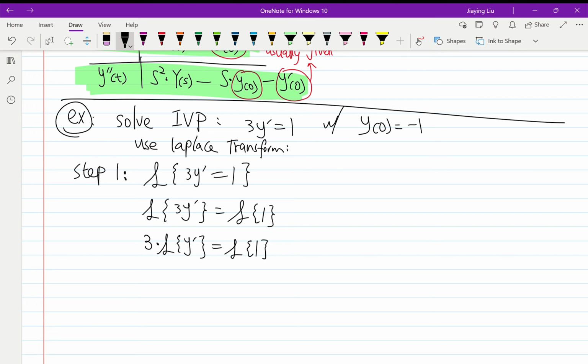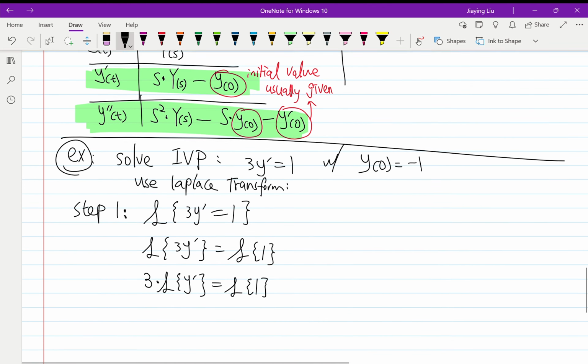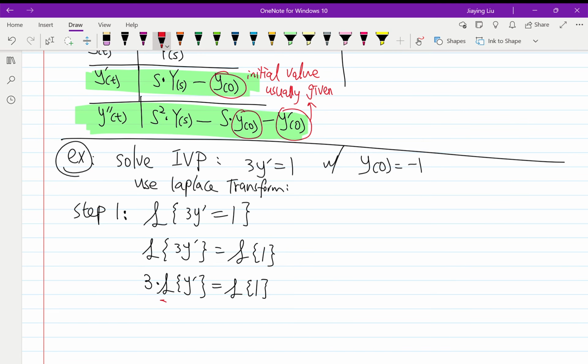So the shortcut is that you go to the table and find the corresponding one. So for example, if we want to know what the Laplace transform of y prime is, it's right there, the second to the last line in the table. So that's just going to be s Y of s minus y of 0. So that's what this first Laplace transform will give us. We're going to use it, multiply by 3, obviously.